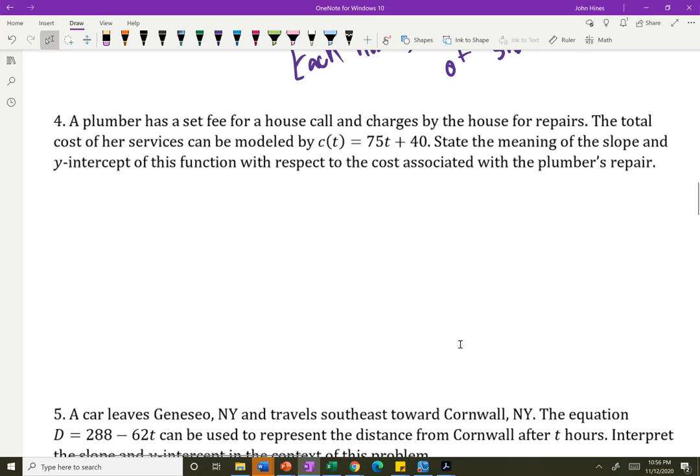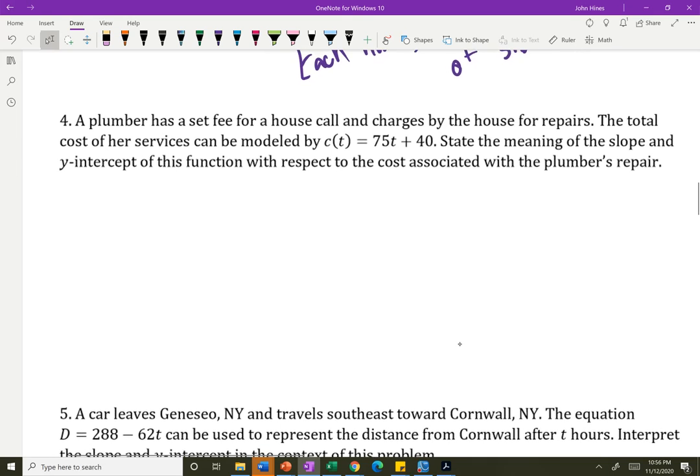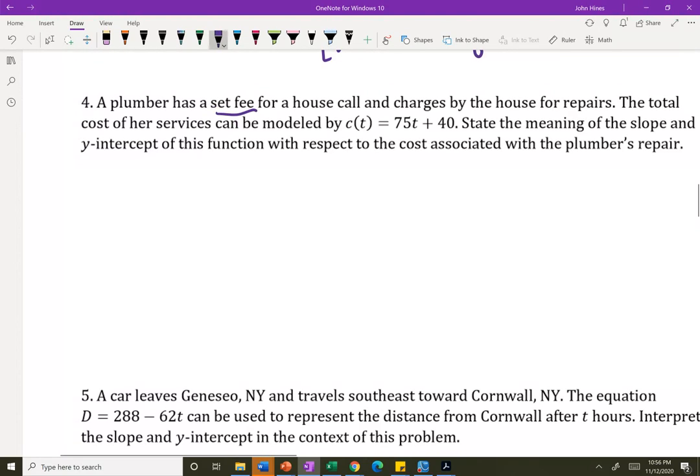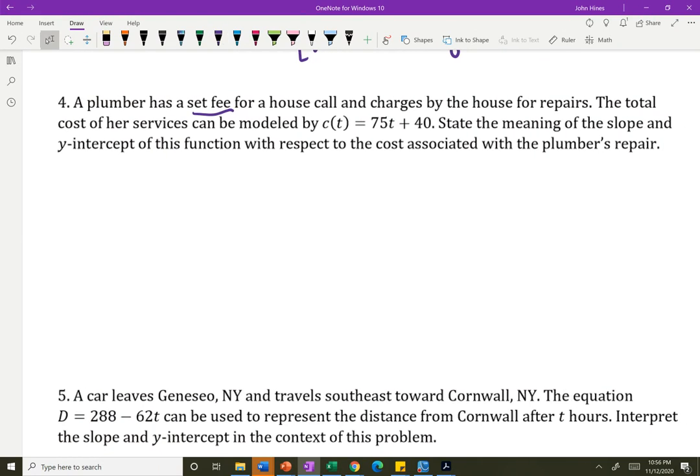A plumber has a set fee. That's a one-time fee. I have a set fee, and then I charge by the hour. By the hour for repairs. So I have a set fee and then I charge by the hour.